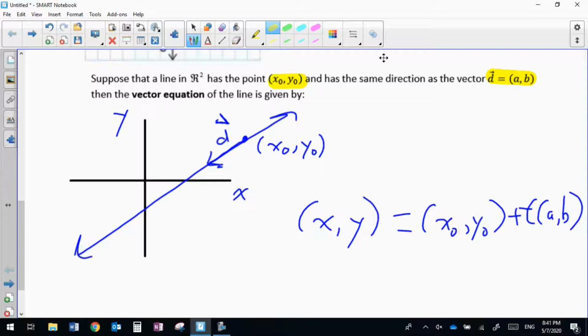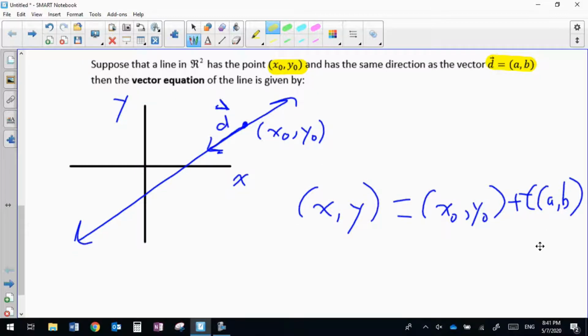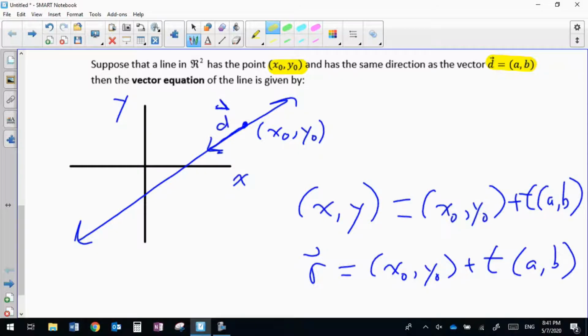Or you could subtract 10 direction vectors. You could add 20 direction vectors. You could subtract a half of a direction vector, get you somewhere right there. This is called the vector equation of the line. Now, you'll often see xy equals. You'll sometimes also see it written like this with an r. That's common as well. And in this case, r just means the position vector of some point on the line.